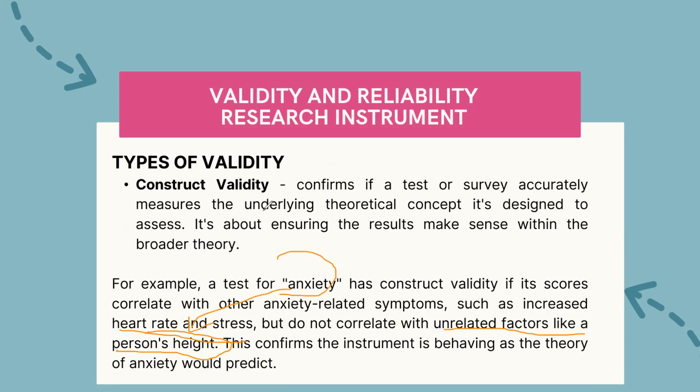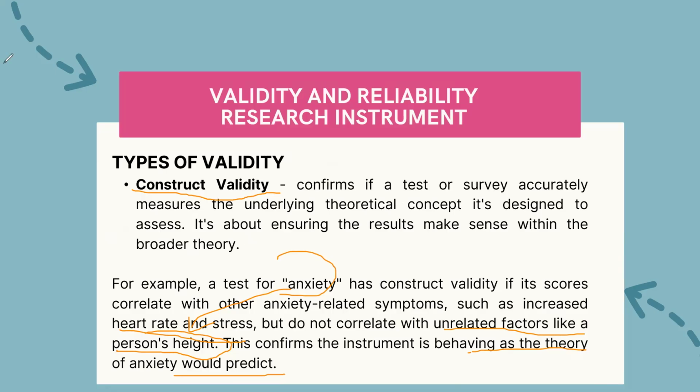So, say, for example, a research instrument. If it has some indicators, of course, it also measures what it intends to measure. So that is construct validity. There should be a correlation between the factors being studied. So this confirms that the instrument is behaving according to the theory of anxiety. Anxiety would predict. So that is it. Face.